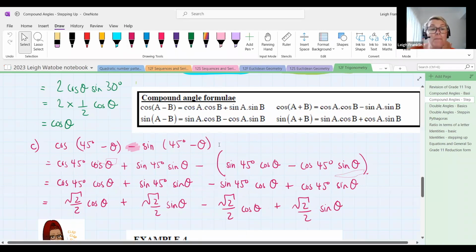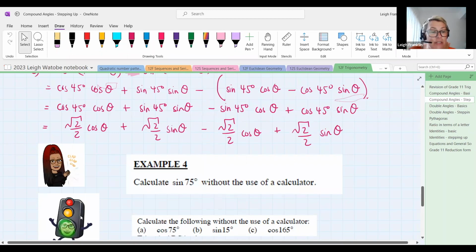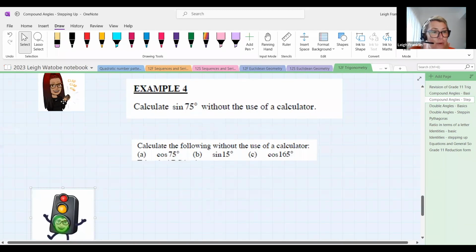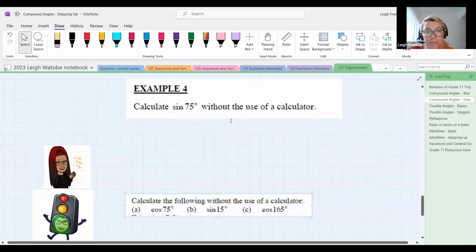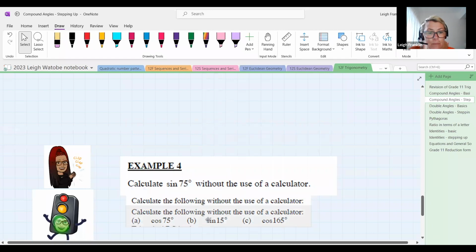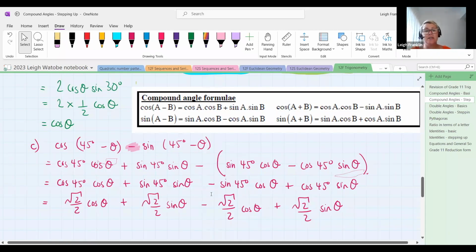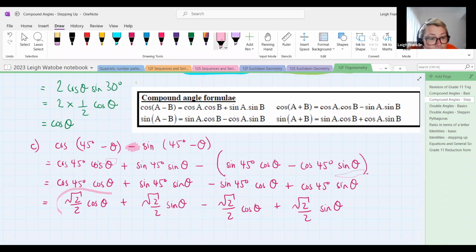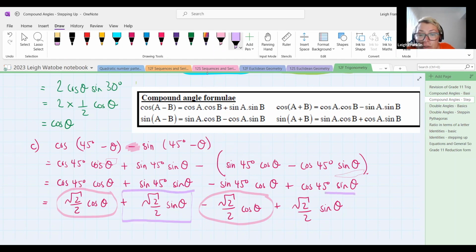Now it's far more obvious. We have indeed got special angles. The first and the third will add up to 0 again. But the second and the last are like terms that we can add together.